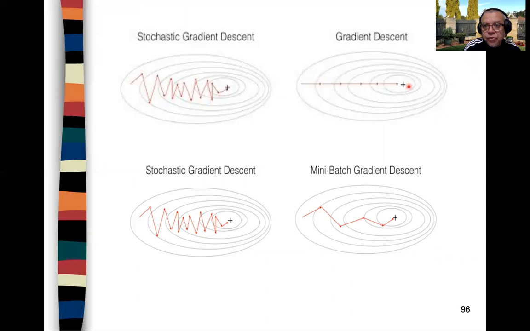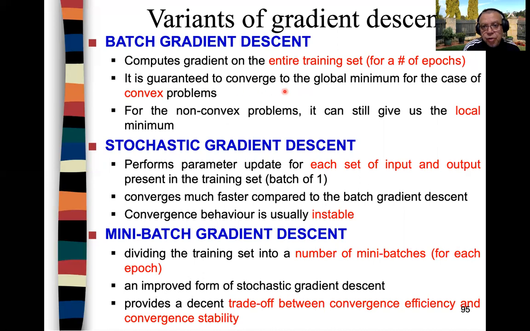This is where you want to converge to. So after one epoch, you move here. The whole training set, you move here. And then the whole training set, you move here, and so on. It is guaranteed to converge to the global minimum for the case of convex problems. For the non-convex problem, it can still give you a local minimum, it won't converge to the global minimum. Also, in the case where you have a large training set, using the whole training set in one epoch to train your network is too much for your computer.